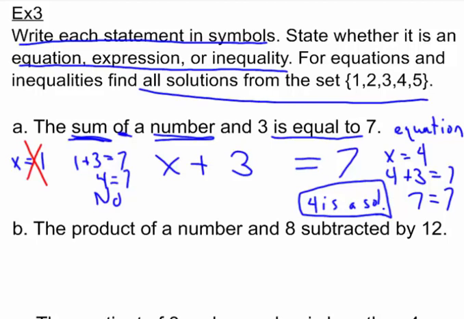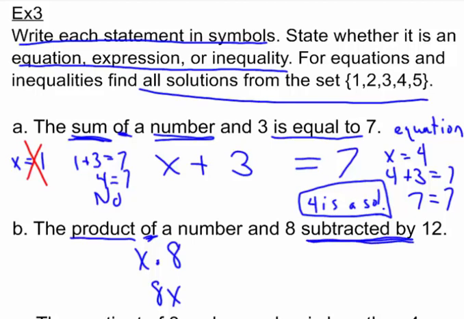In B, it says we have the product of a number and 8 subtracted by 12. First thing I look for, is there an is equal to, is less than, something like that. There isn't. So I'm guessing right now that it's not an equation, not an inequality, probably an expression here. The product means multiply. Again, I have that of. That tells me what things I'm taking the product of. A number and 8, so x times 8. Now we'll usually write it as 8x.